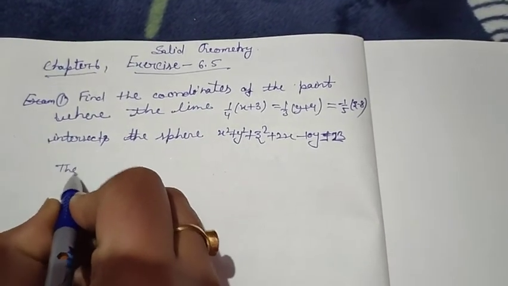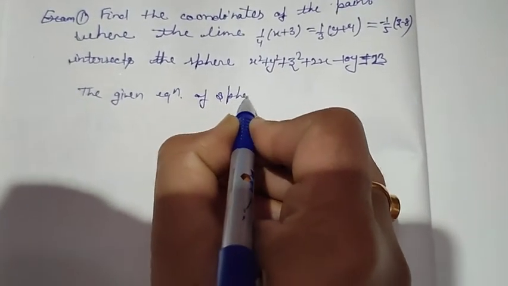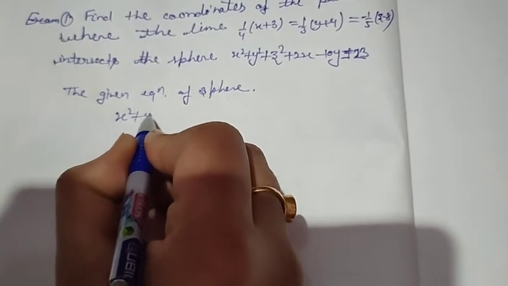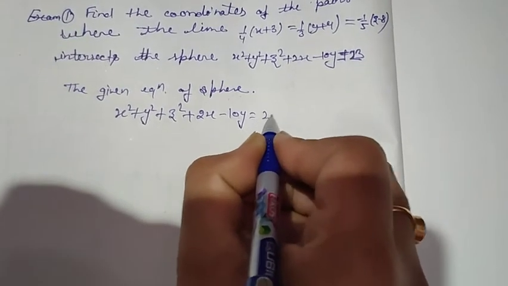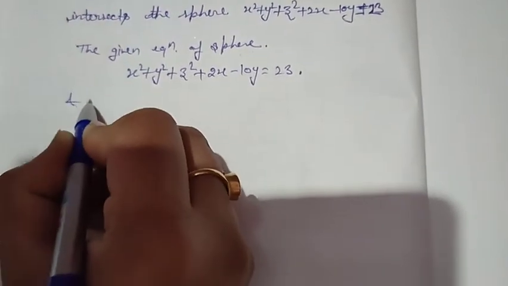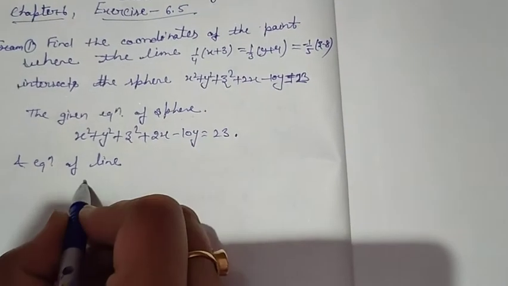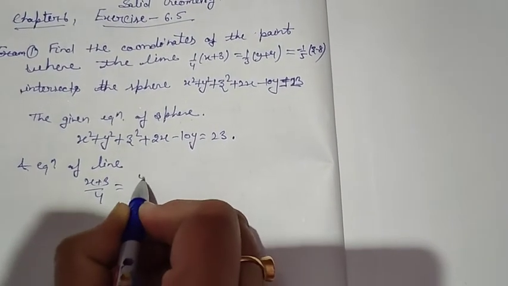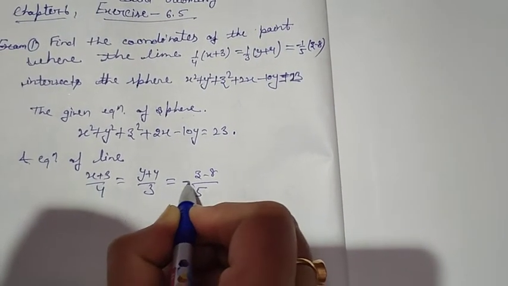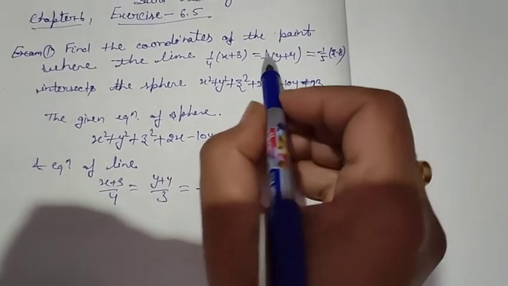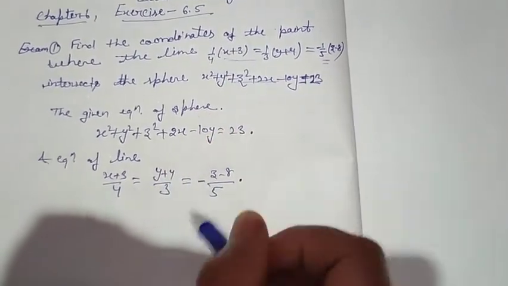The given equation of sphere is x² + y² + z² + 2x - 10y = 23, and the equation of the line is (x+3)/4 = (y+4)/3 = (z-8)/5. This straight line intersects the sphere, so we find the point of this straight line.